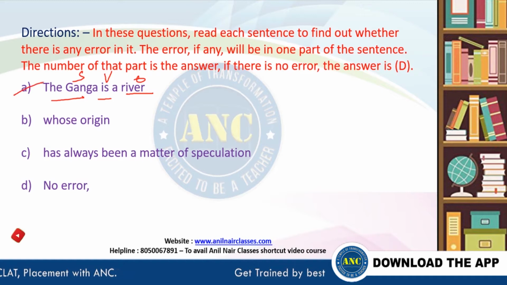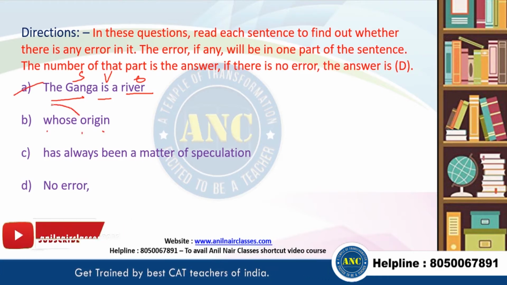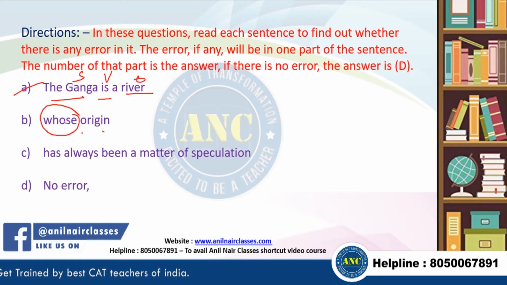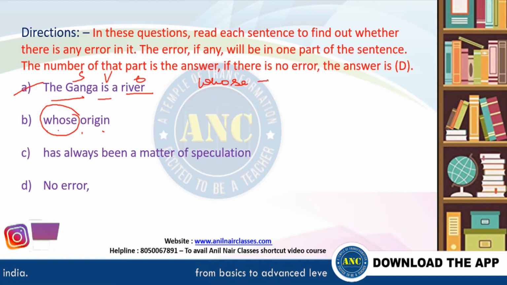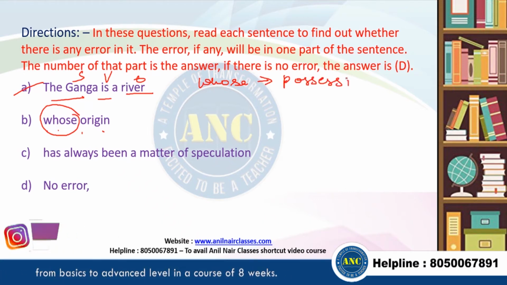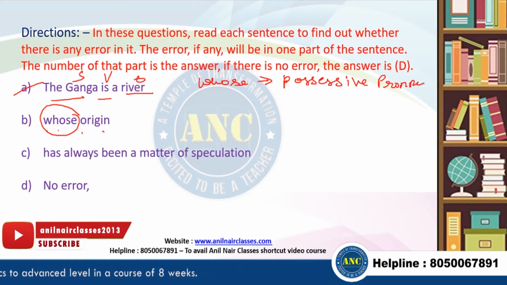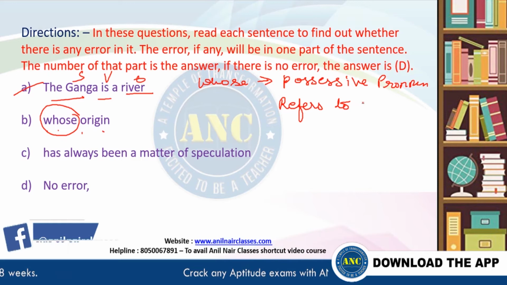Subject verb agreement is there. Whose origin? So this origin, whose is what? Whose is a possessive pronoun. It refers to people. So what is whose? You should know the characteristics of whose. Number one, it is a possessive pronoun and it refers to only people, right?